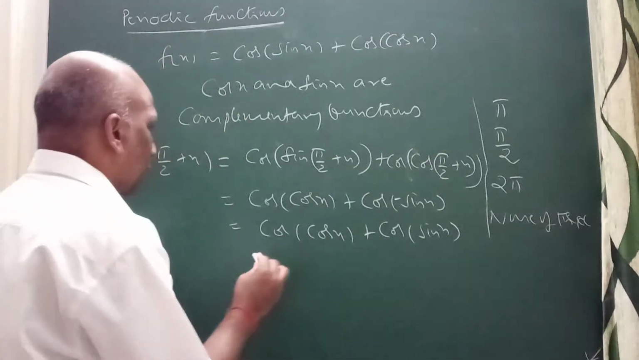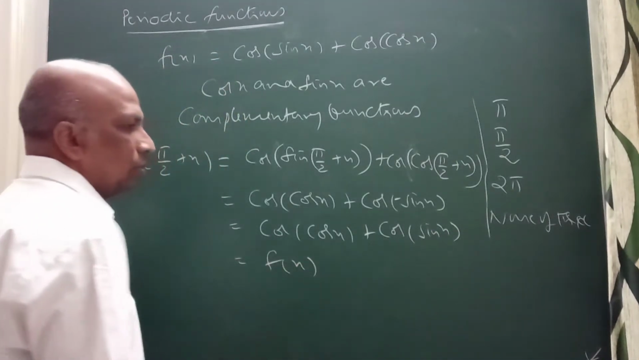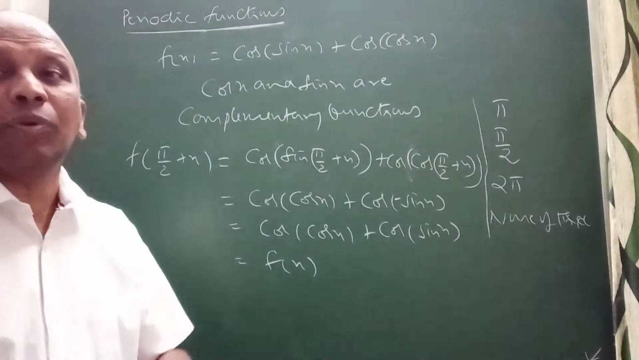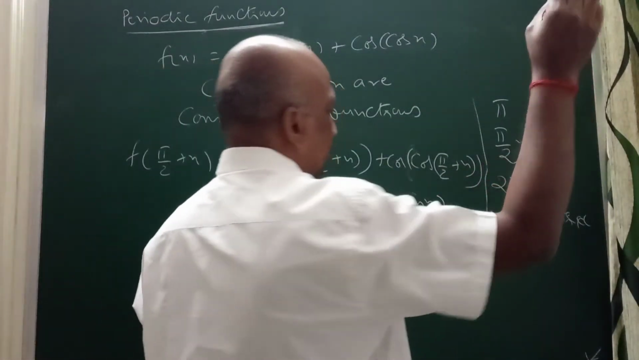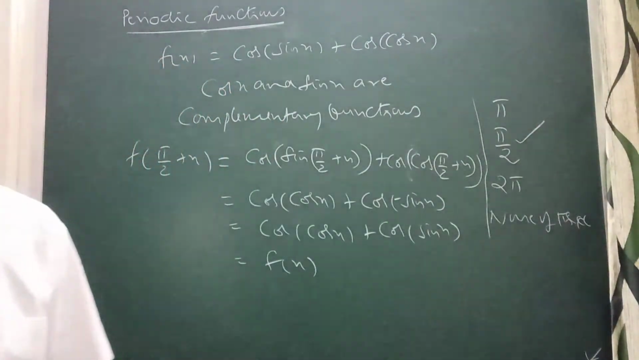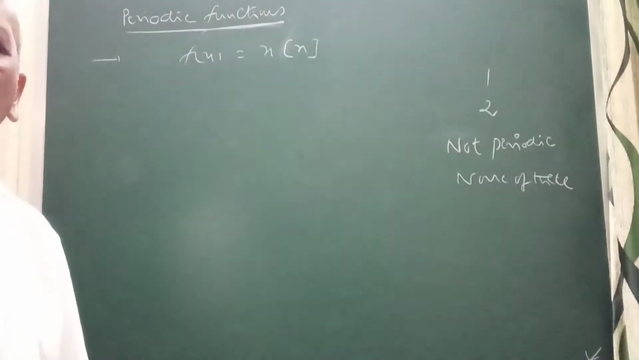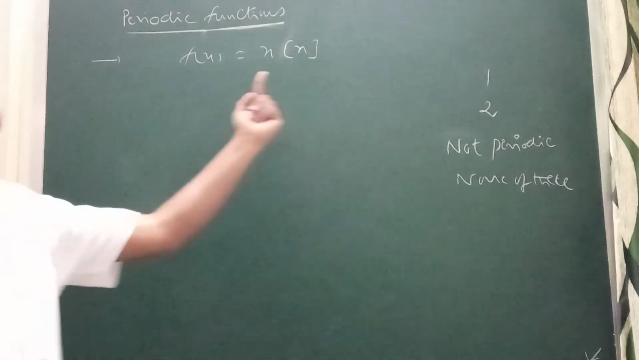Correct? So the same function f of x comes back. The same function will repeat. So this function is periodic with period pi by 2. Your answer is pi by 2. Now they are asking to verify the period of this other function.